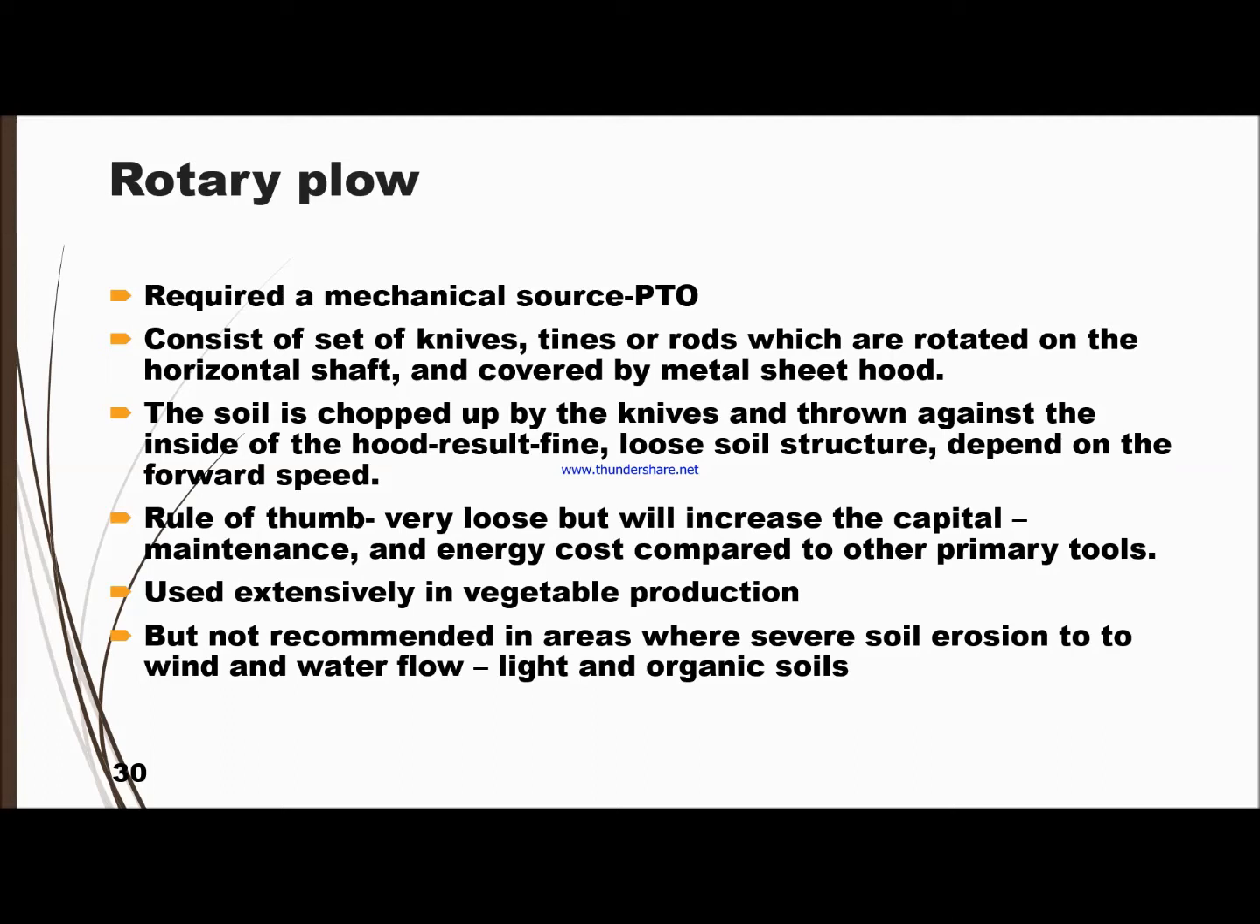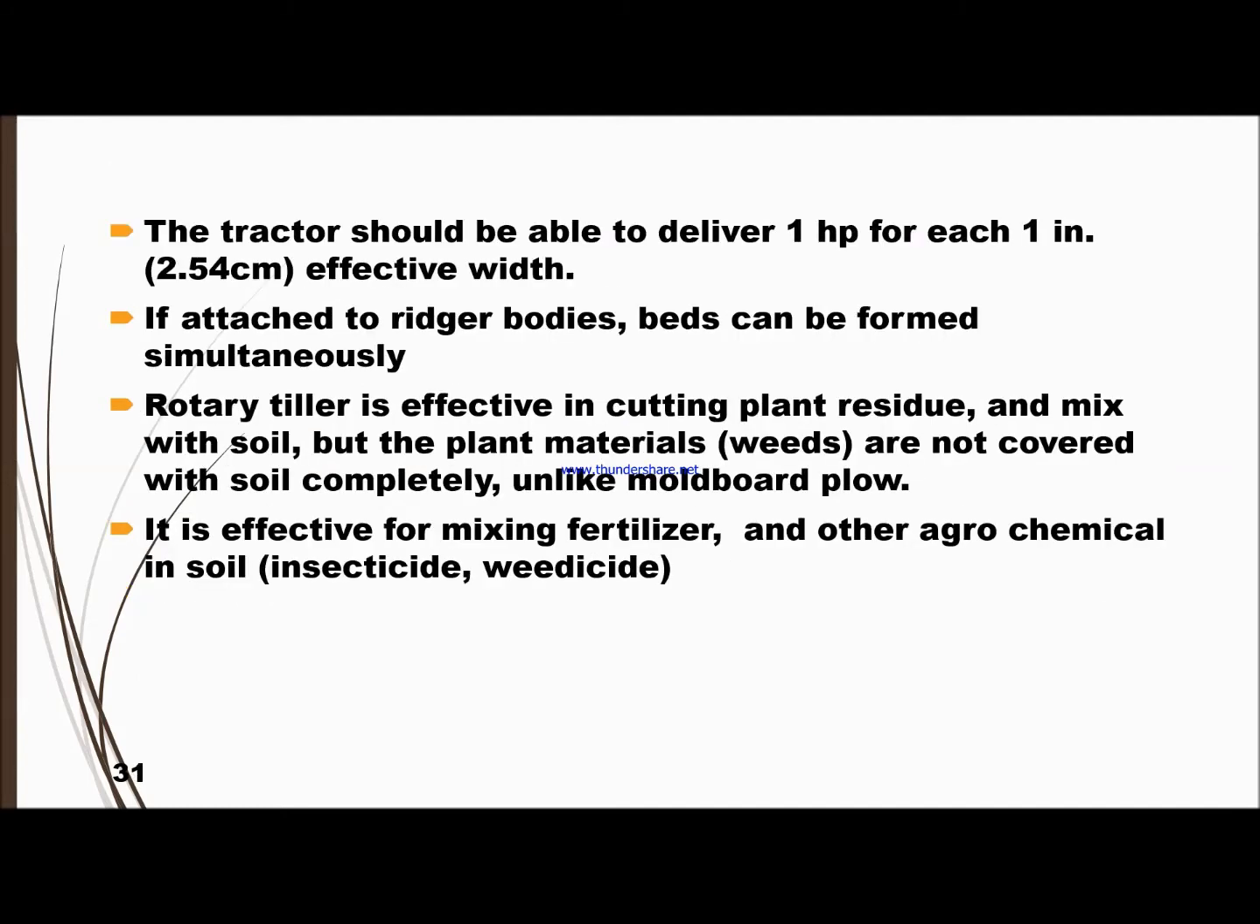Normally this unit is used extensively in vegetables because the soil is already pulverized, it's already soft, so you don't need a heavy implement to operate. However, it's not recommended in areas with severe soil erosion from wind and water flow, or light and organic soil. If the area is prone to erosion, or has very high wind intensity or water flow, you might lose a lot of soil because of that nature.